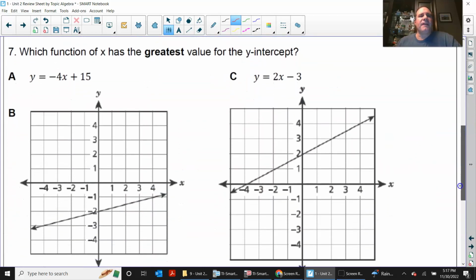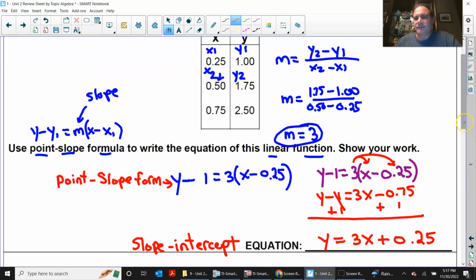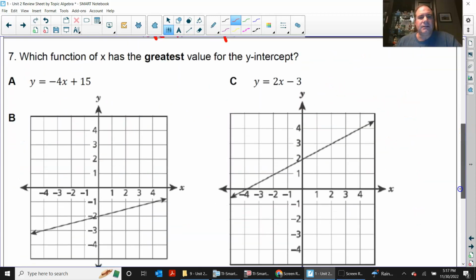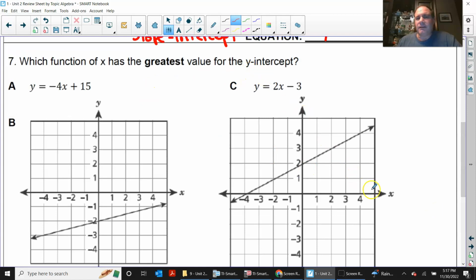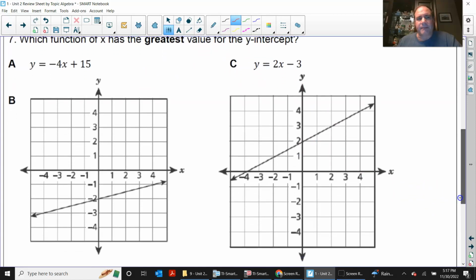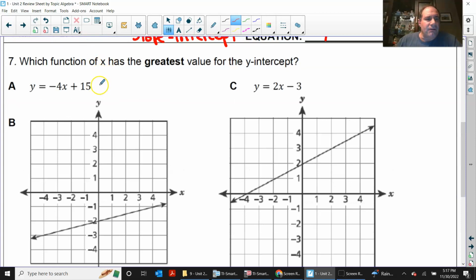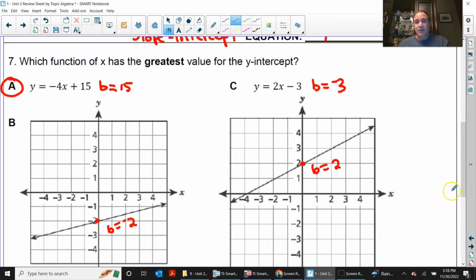Which function of x has the greatest value? The greatest value of the y for the y-intercept. Greatest y-intercept. So we're just going to figure out what that y-intercept is. So b equals 15. That's pretty great. B equals negative 3. B equals negative 2. It's a pretty easy question. B equals 2. What's the greatest? 15. That's it. The greatest value for the y-intercept has nothing to do with the slope.